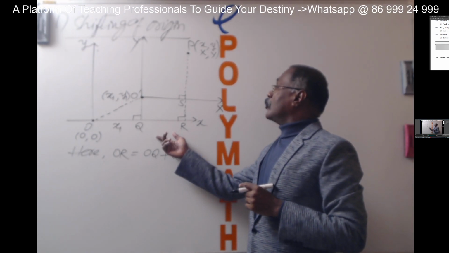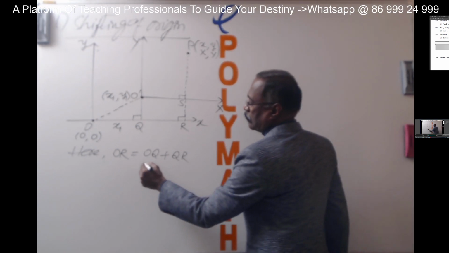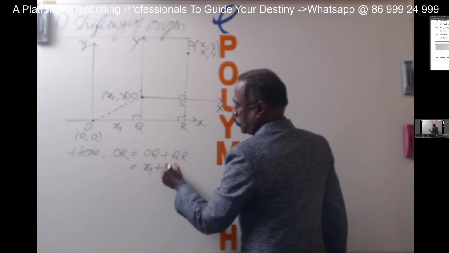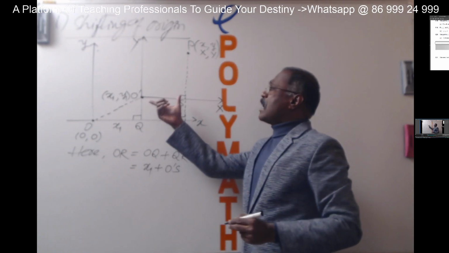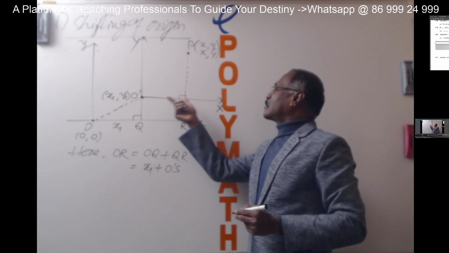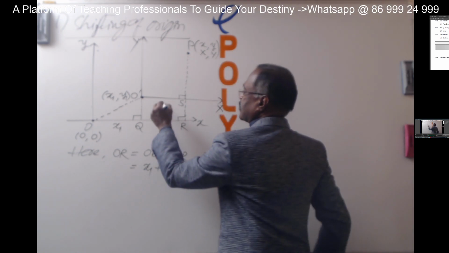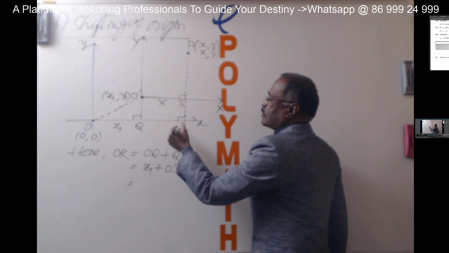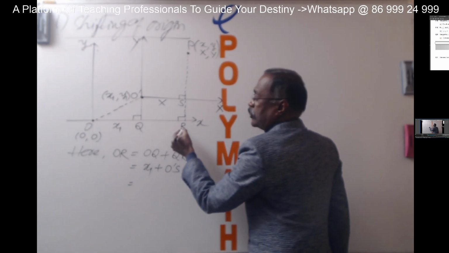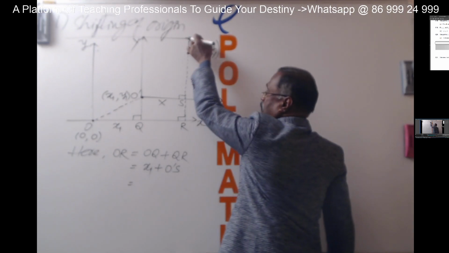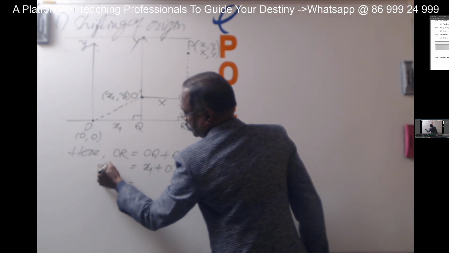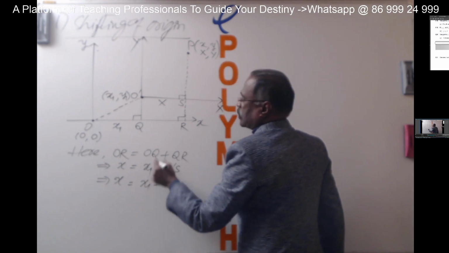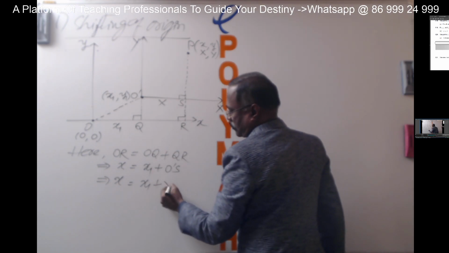Now, I want QR. QR is nothing but O dash S. So it is x1 plus O dash S. What is O dash S, please? With respect to the new axis, O dash S is nothing but capital X. So, what is OR, please? It is nothing but, totally on the original axis, OR is nothing but small x. Small x is equal to x1 plus O dash S, which is nothing but capital X.